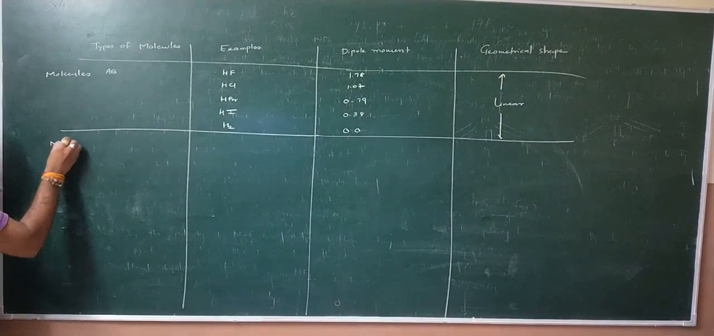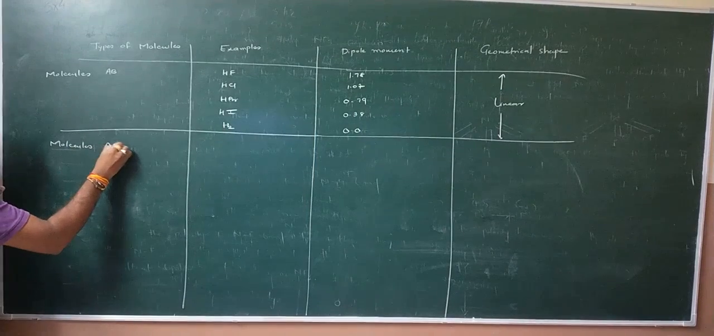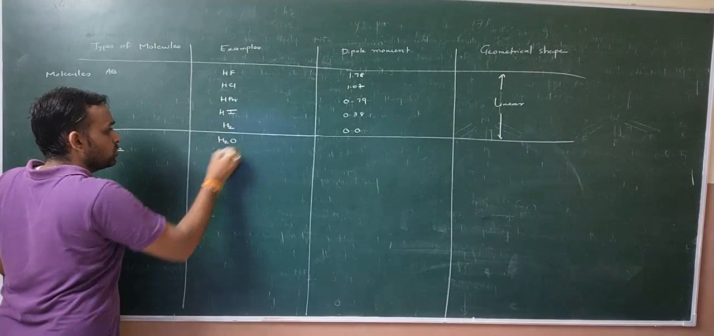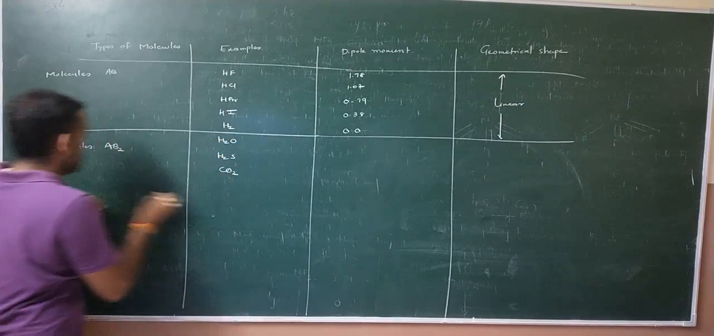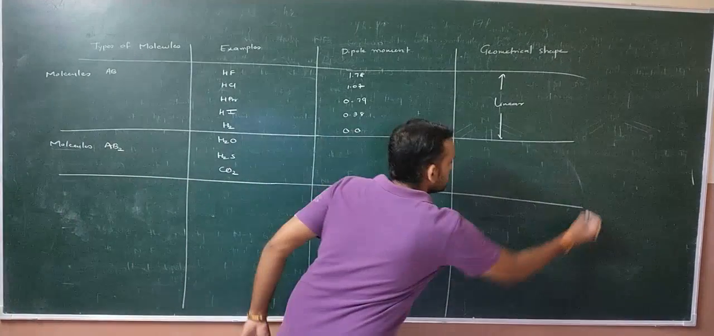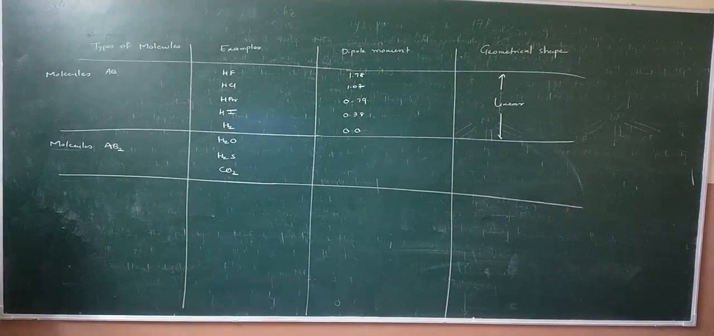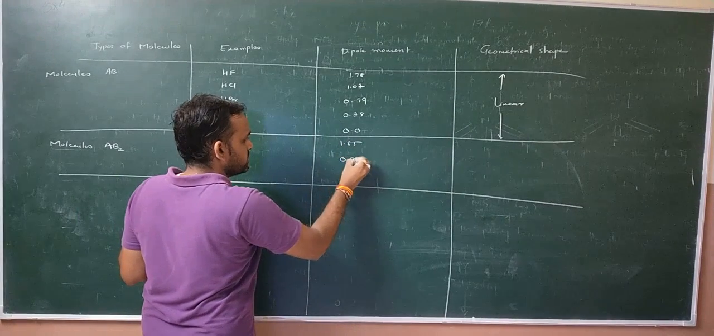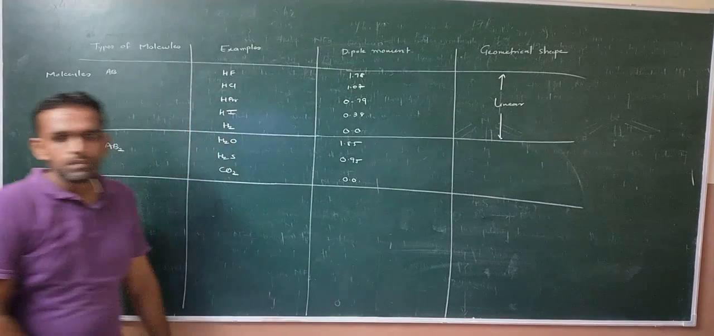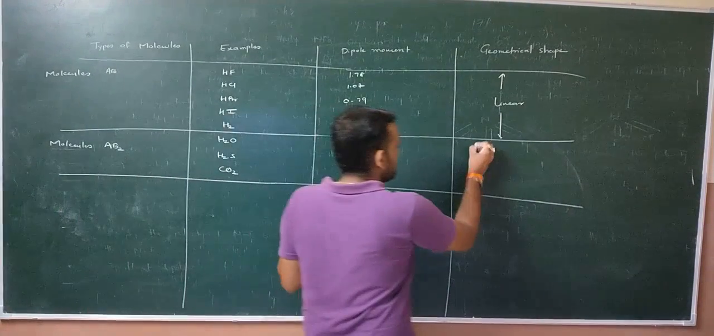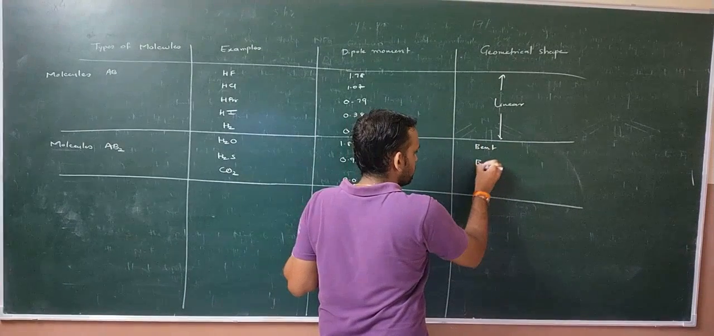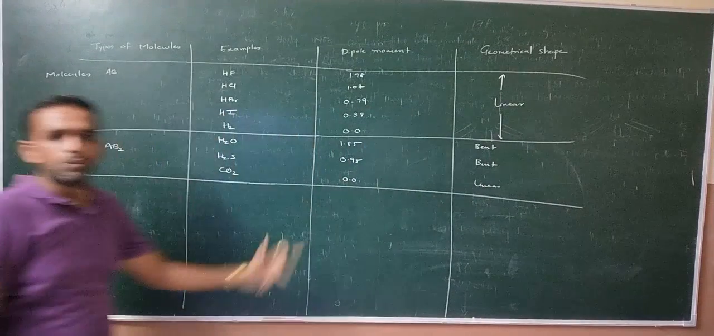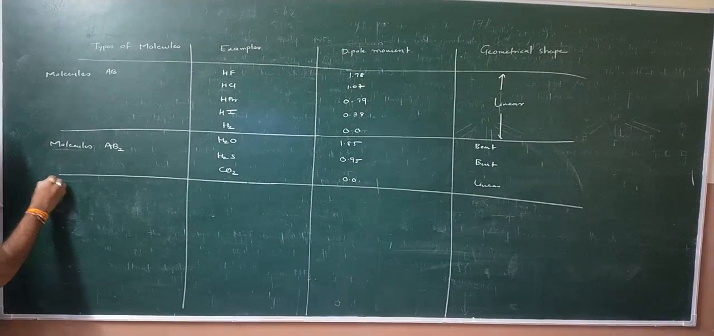Then AB2 molecules: H2O, H2S and CO2, right? Now here H2O 1.85, H2S 0.95 and here it will be 0. What is the shape? These two will be bent, and CO2 will be linear. And that's why you can say that the dipole moment will be 0. Right?